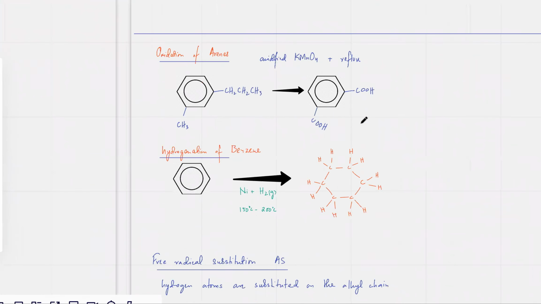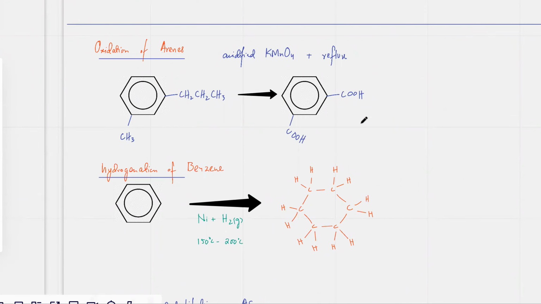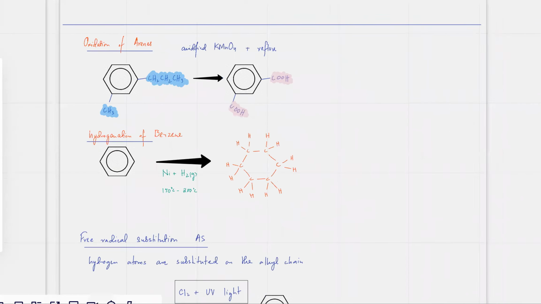So then we did oxidation of arenes. Now, oxidation of arenes is simple. Whenever you have a carbon chain, no matter how big the carbon chain is, it doesn't really matter, it will simply turn into a carboxylic acid. That's it. If it's got 5 carbon atoms, just replace it with a carboxylic acid. And then there's hydrogenation of benzene as well.